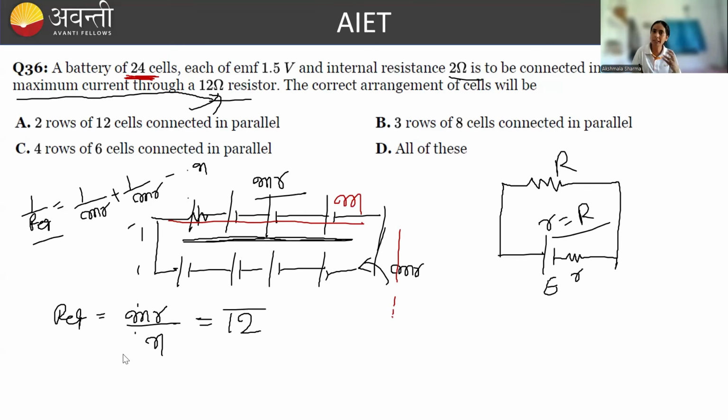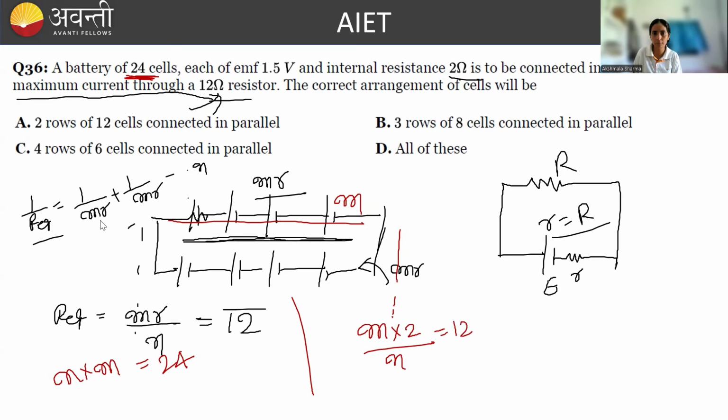It means how many number of cells are there in terms of N and M? So it will be N into M, which can be written as equal to 24. So now let's solve this question. M into r, small r value is equal to 2, and that divided by N is equal to 12. So this is equal to how much? M by N is equal to 6.